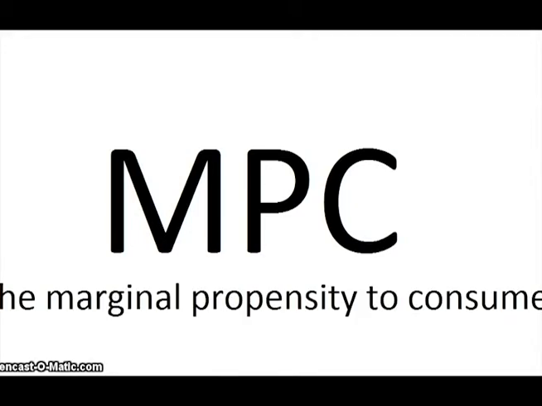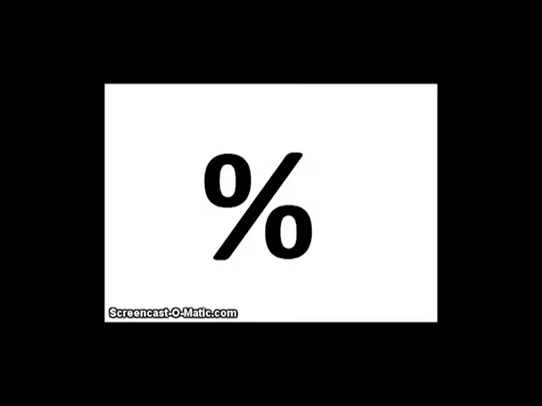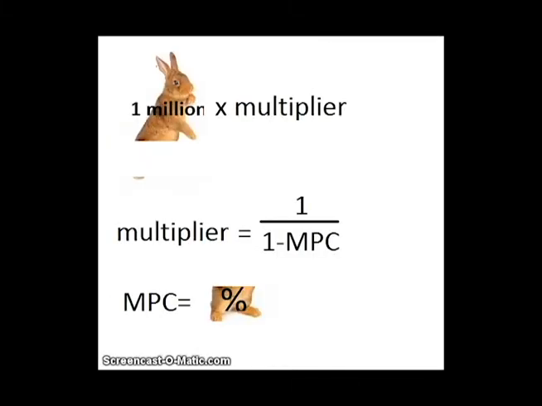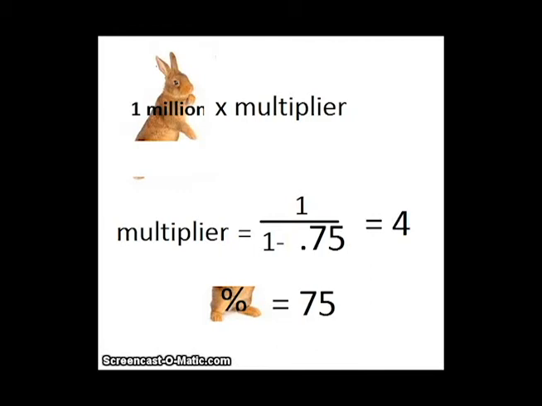Well, we can find this out using the MPC, the marginal propensity to consume. The marginal propensity to consume is the percent of someone's income that they will then spend. This percentage is then used to calculate the multiplier. Let's assume that the MPC is still 75%. This would mean that the multiplier is still going to equal 4.